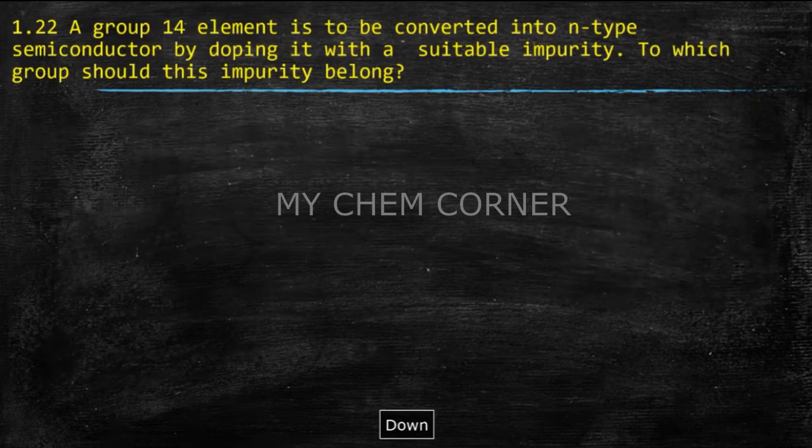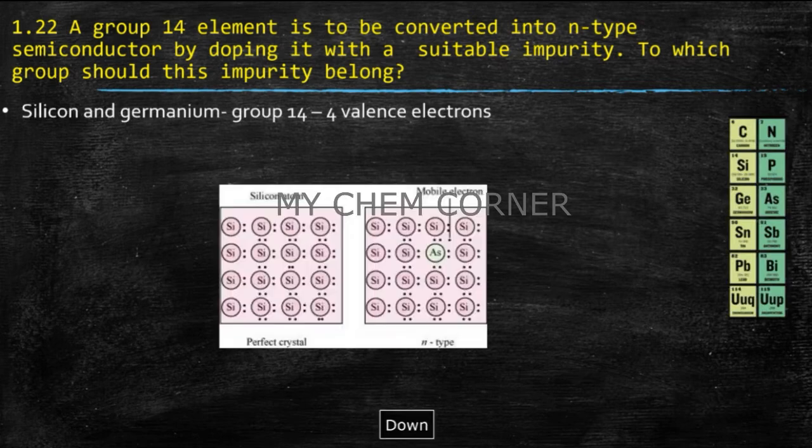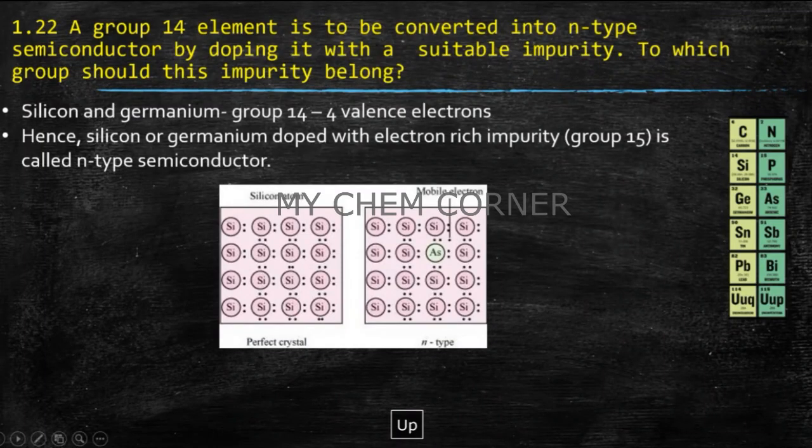Now the next question is 1.22, which is the last question in the chapter. A group 14 element is to be converted into an n-type semiconductor by doping it with a suitable impurity. To which group should this impurity belong? This also I've done an entire detailed explanation for, when you're trying to dope it with another group to form an n-type, which means you need to have negative electrons. So here you need to have more electrons in order to get n-type, because n-type means negative type of semiconductor. So in this case, you need to dope it with a group 15 element in order to get an n-type semiconductor.